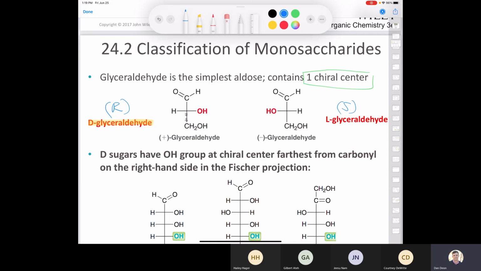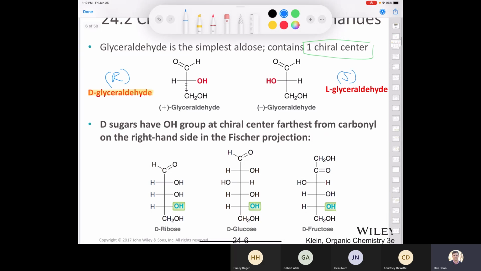Now, something that we're going to talk about throughout this chapter are D and L sugars. And if you're wondering about D-glyceraldehyde, why it says positive over here, well, remember the positive next to glyceraldehyde is because it rotates plane polarized light in the dextrorotatory direction. It rotates it clockwise, okay? The plane polarized light is rotated clockwise.